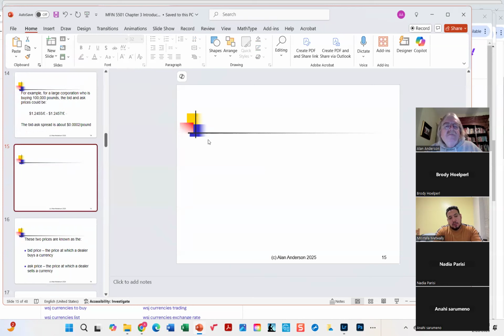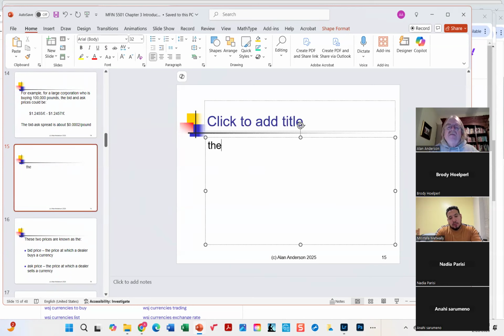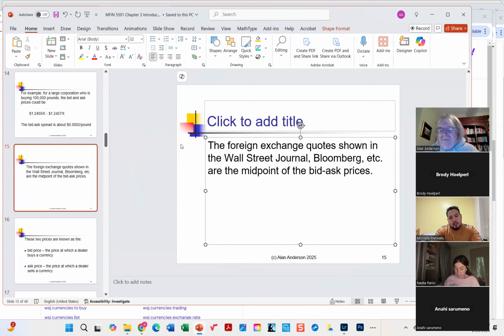So the quotes that you see shown in the Wall Street Journal, Bloomberg's, etc., are the midpoint of the bid-ask prices. Okay. So just be aware of that.